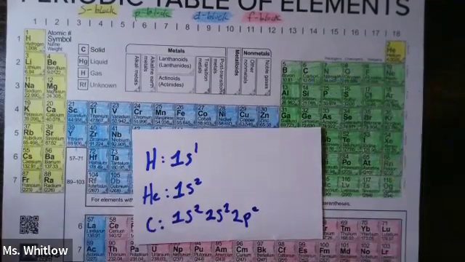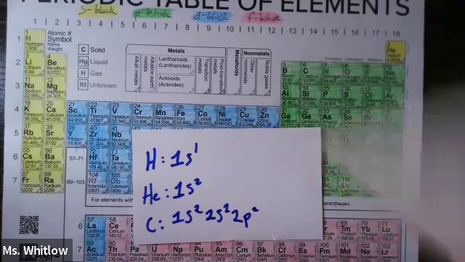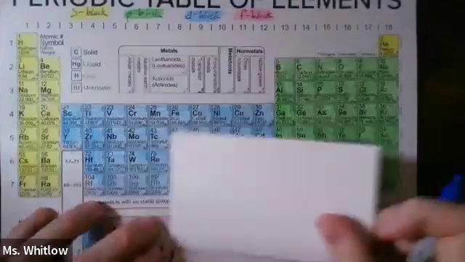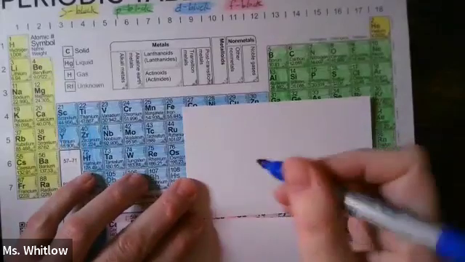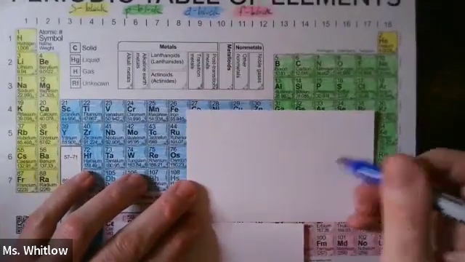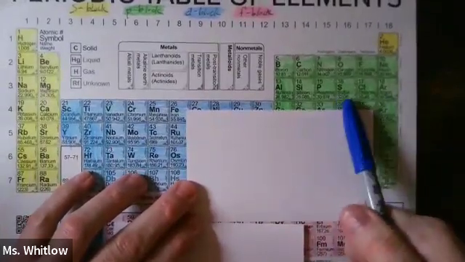All right, so we're going to do one more together, and then I have an assignment for you to do. In that assignment, I'm going to give you an element as an abbreviation, and I want you to go through and figure out what the electron configuration is. So the next one we're going to do is actually going to be sulfur.